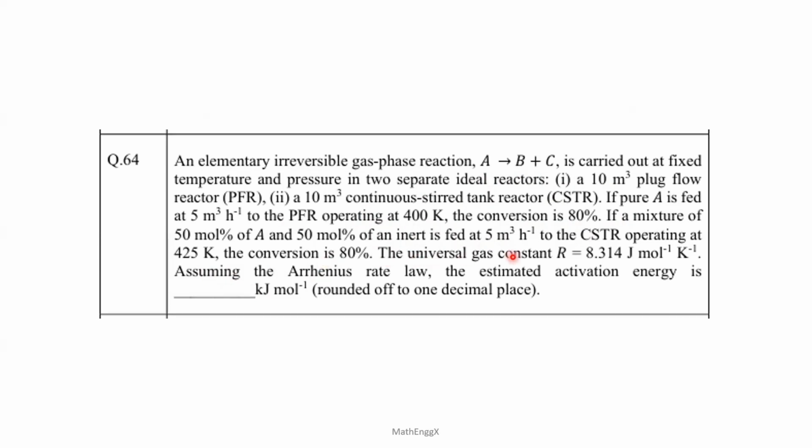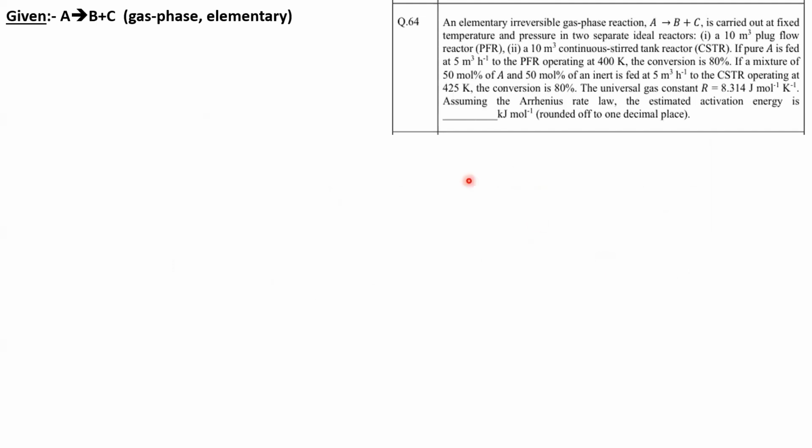The universal gas constant R is 8.314 joules per mole Kelvin. Assuming Arrhenius rate law to be valid, estimate the activation energy for this reaction. So let's first note down the important information given. We have a gas phase elementary reaction, A giving B plus C. So the order of this reaction will be 1.